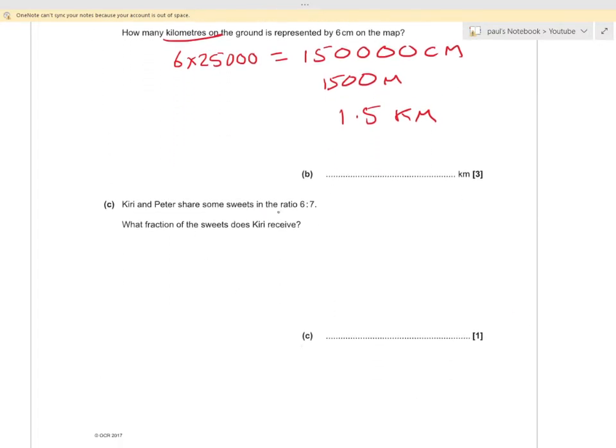Kiri and Peter share some sweets in the ratio of 6 to 7. What fraction does Kiri get? So he gets 6 out of everything altogether, which is 13.